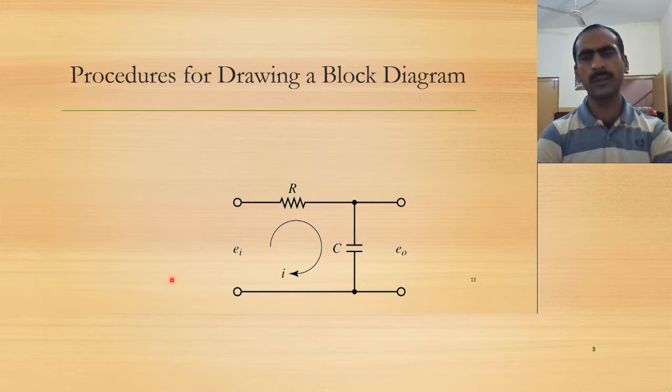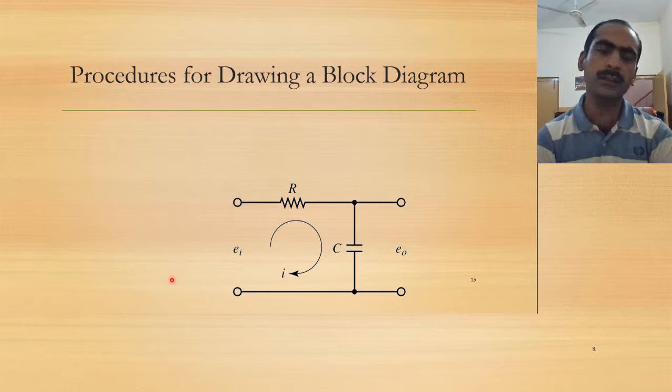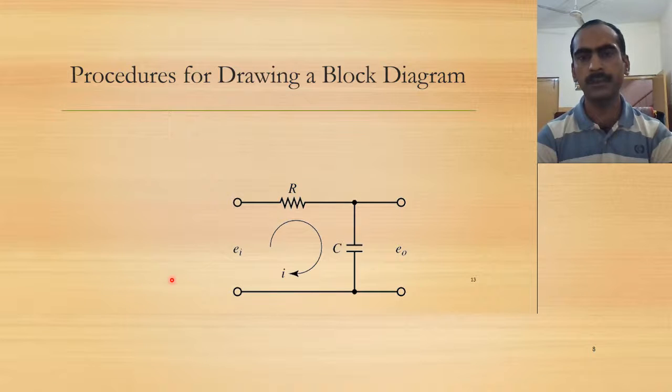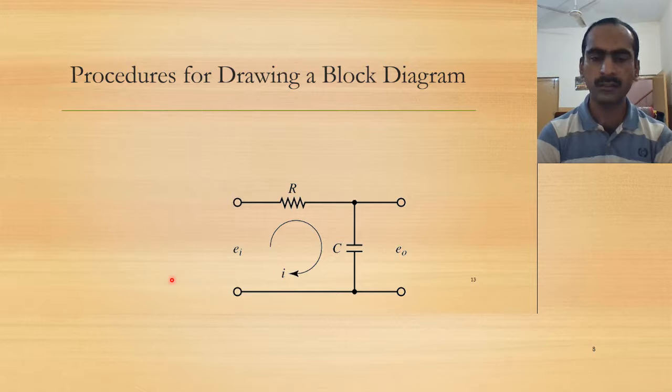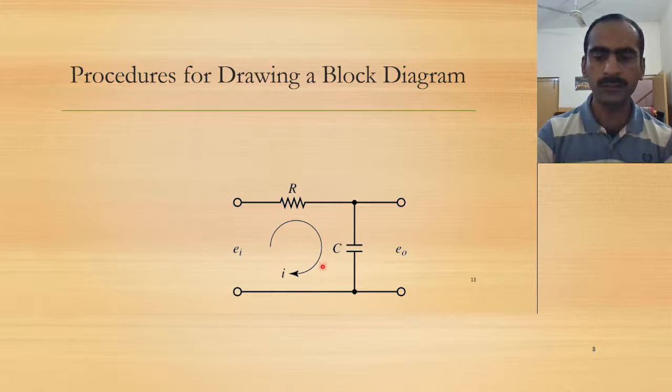Now, how do we draw the block diagram? We will study in detail in chapter 3, and there is a little example that is easier to understand. If we have an RC circuit, we will try to construct a block diagram for this particular circuit. We have a resistor, a capacitor, an input applied voltage e_i as a function of time, output voltage across the capacitor e_0, and the current flowing through this circuit i.